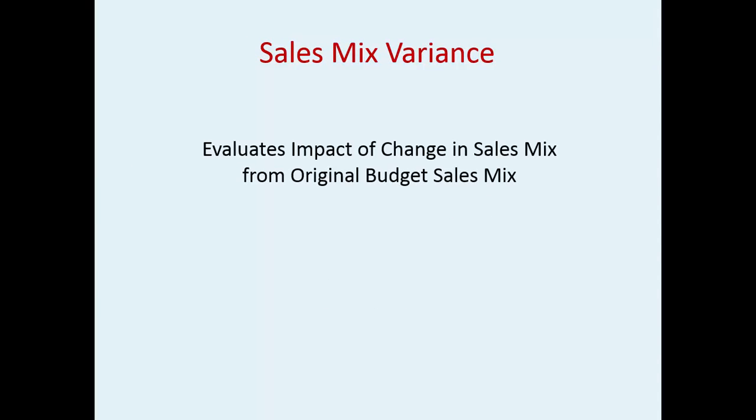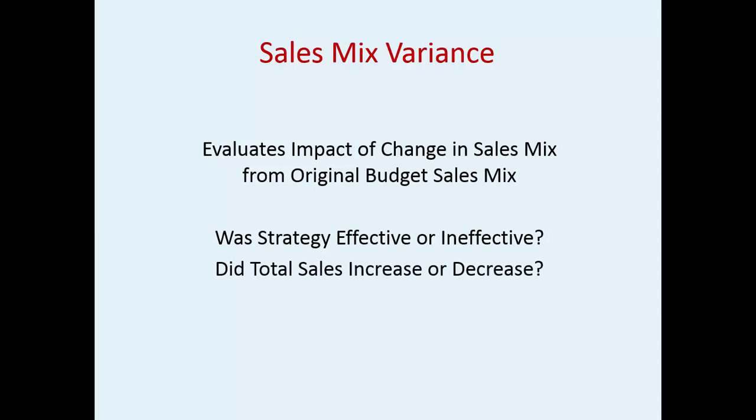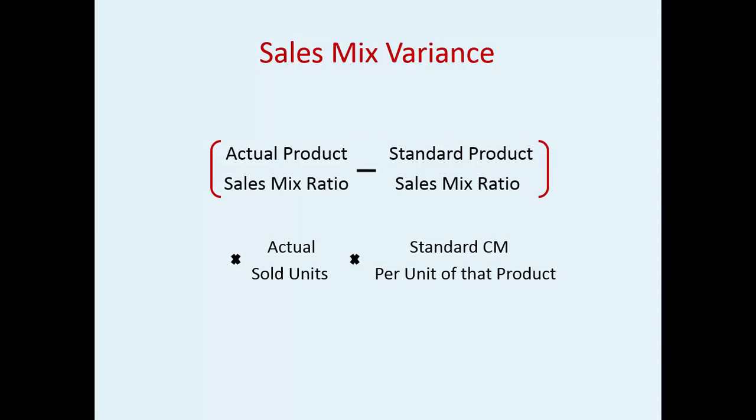A sales mix variance will evaluate the impact of the change in sales mix from the original budgeted sales mix, because you want to know if your strategy was effective or not. Did your total sales increase? Did they decrease? And this is the calculation for the sales mix variance. Actual product sales mix ratio minus the standard ratio. Multiply that by the actual units sold. Multiply that by the standard contribution margin per unit of that product. Remember, the standard, that's the budget.